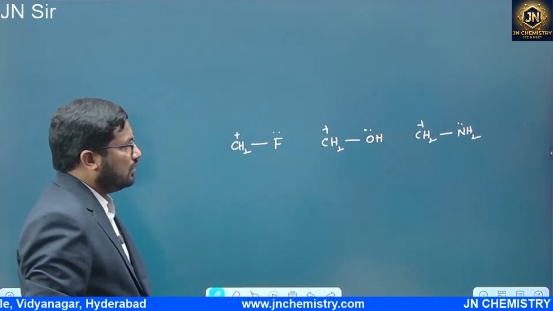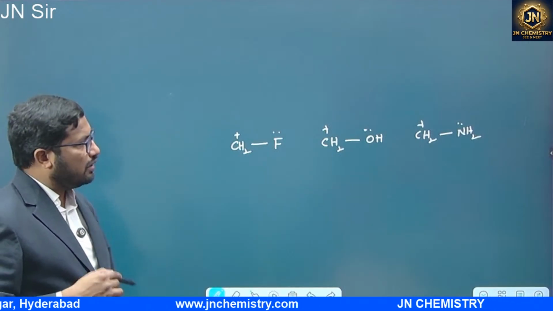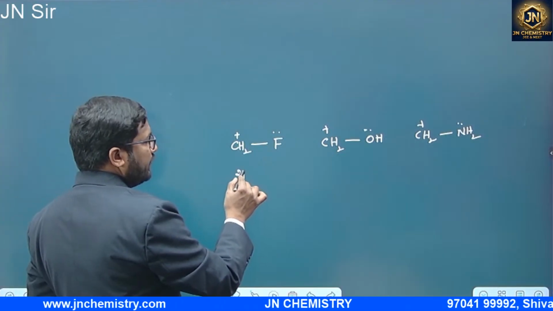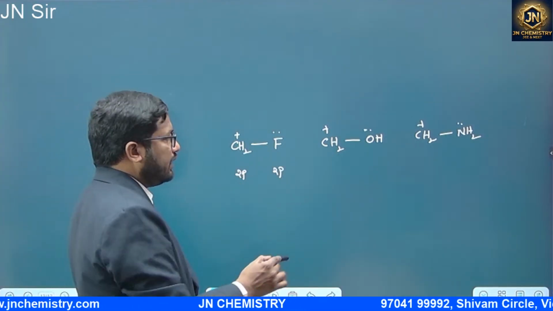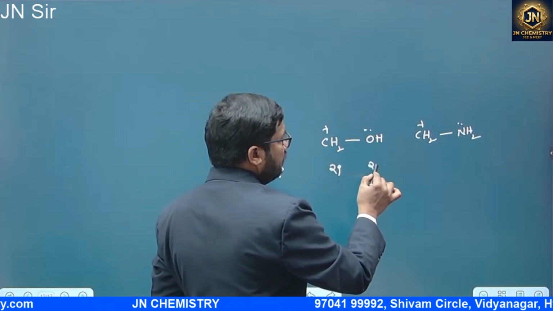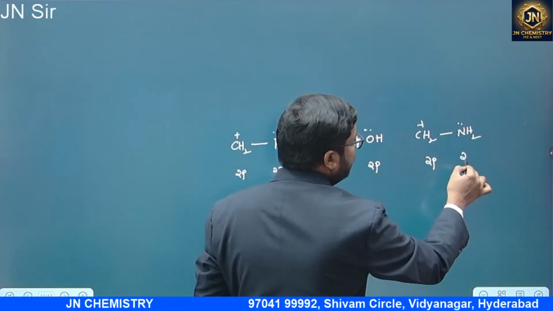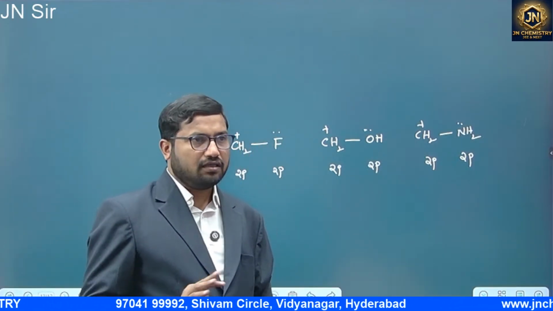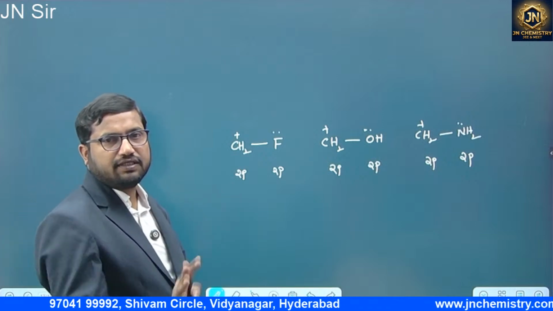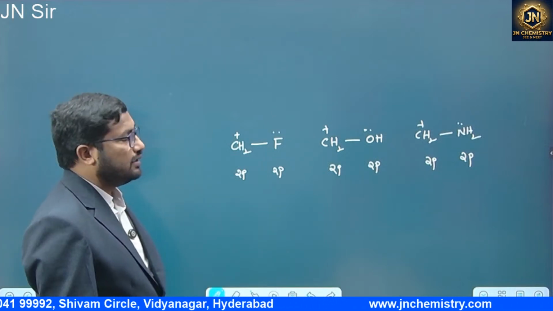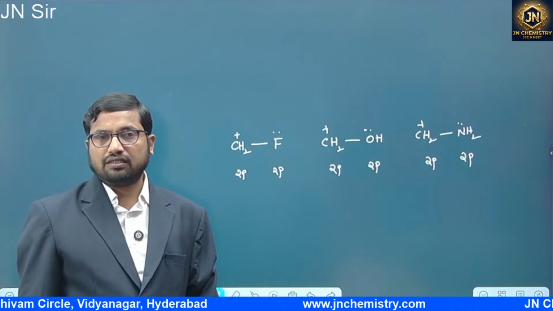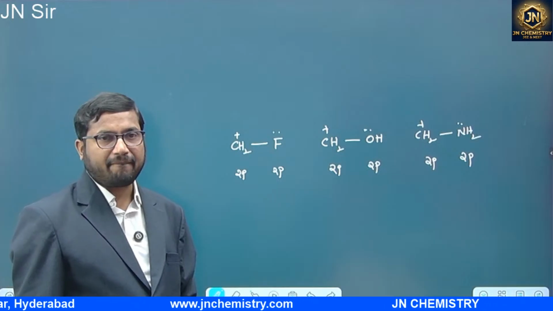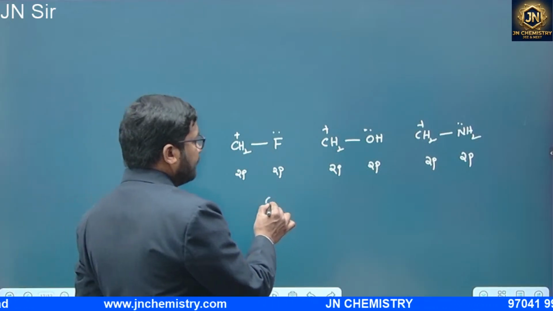Now here is the case of fluorine, oxygen, nitrogen. What exactly happens? Here is 2p 2p. Here is also 2p 2p. In this case, 2p 2p. So what is the answer here?